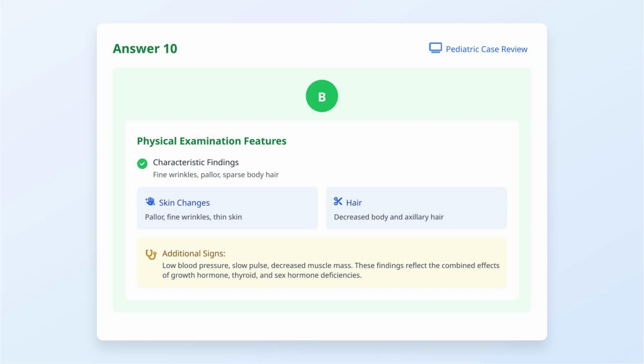Chronic panhypopituitarism produces characteristic physical findings including pallor, fine facial wrinkles, and sparse body hair due to multiple hormone deficiencies. Additional examination findings include thin skin, decreased axillary and pubic hair, low blood pressure, bradycardia, and decreased muscle mass. These findings reflect the combined effects of growth hormone, thyroid, and sex hormone deficiencies.